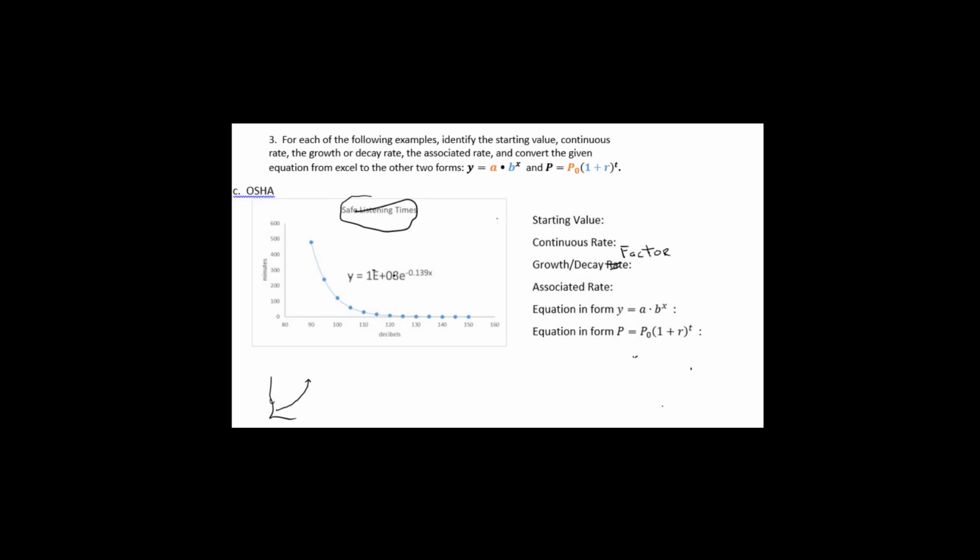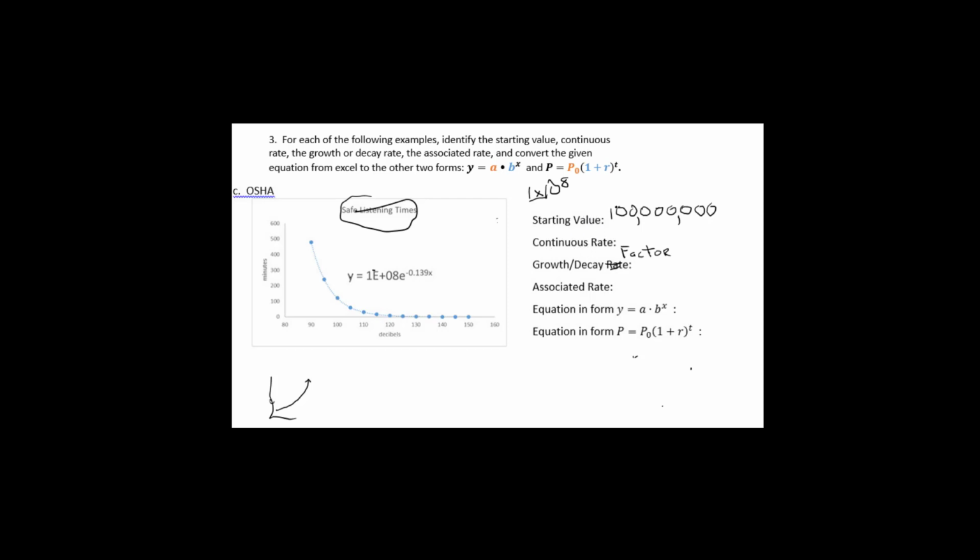So our starting value is 1e+8. That is the same thing as 1 times 10 raised to the 8th power, which is the same thing as 1 followed by 8 zeros. Which, voila, there it is, it's 100 million.